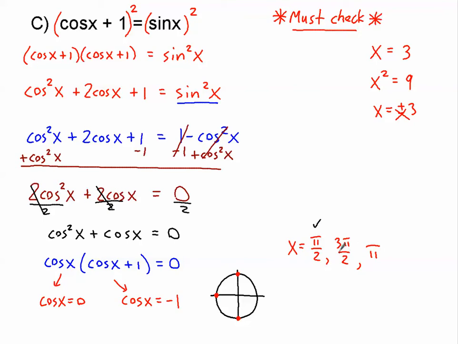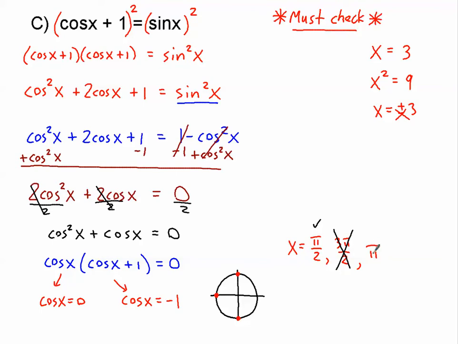Let's check 3 pi over 2. Plugging 3 pi over 2 into the original, cosine of 3 pi over 2 again is 0, and 0 plus 1 makes this side of the equation 1. Sine of 3 pi over 2 is down 1. That's negative 1. 1 does not equal negative 1, so bye-bye. That is not a correct answer. So 1 worked, 1 didn't. I wonder what happens with the third one.